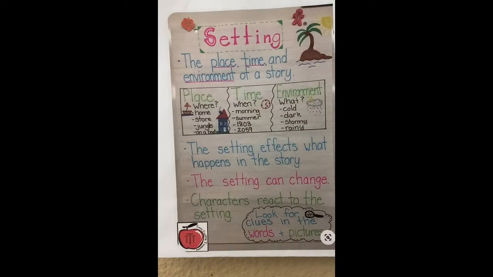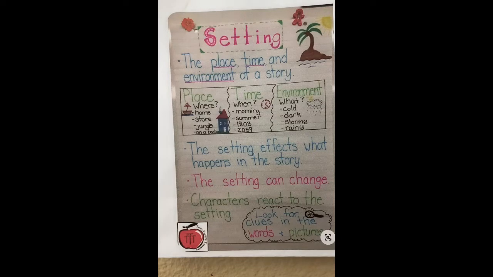The setting of a story is an intricate, extremely important piece of our story element. The setting tells us the place, the time, and the environment of a story. By place, we mean where all the action occurs. It could occur in a house, in a store, in a jungle, on a boat. It also, a lot of times, tells us the time of when the action is occurring, morning or evening. It could be a season, summer, winter, or fall. It could be a year, 2020 or 1805.